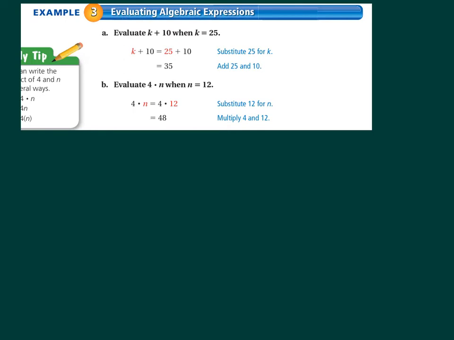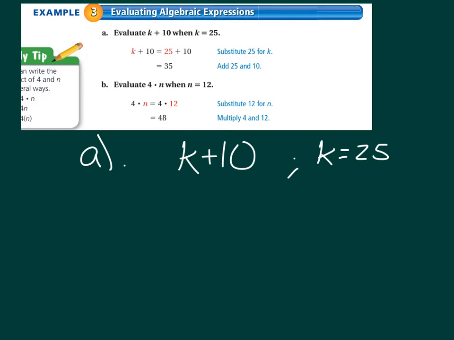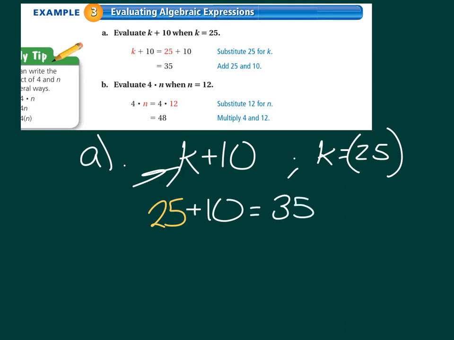Example 3, evaluating expressions. So what we have are some problems where we are given a value after we already know what the expression is. So for A, we know our given expression is k plus 10. Then they tell us that k is equal to 25. So what we're going to do is take this value, 25, and plug it in for k. So we can say 25 plus 10, and we get 35.